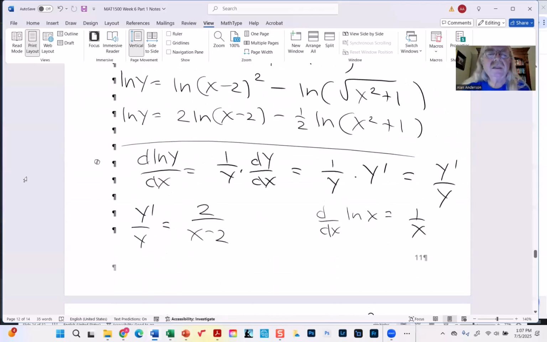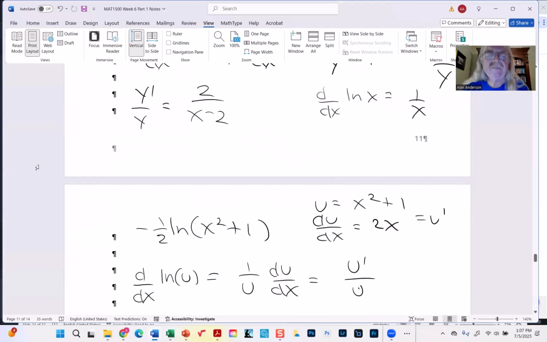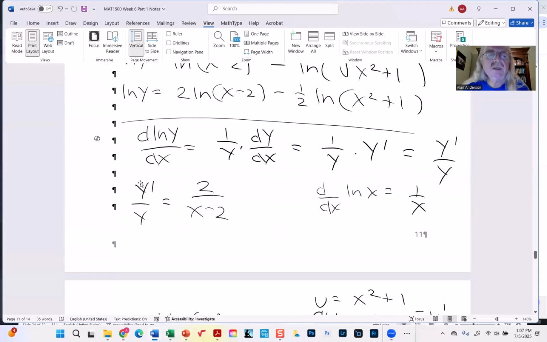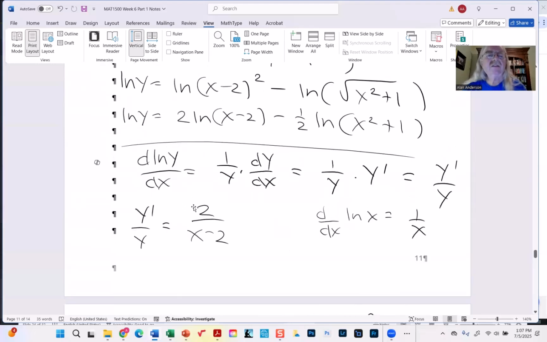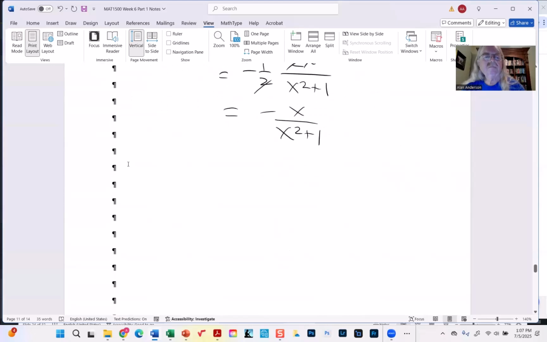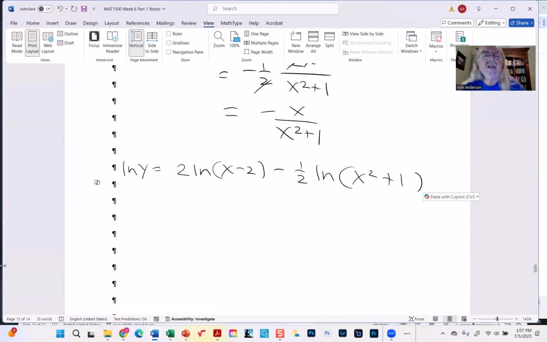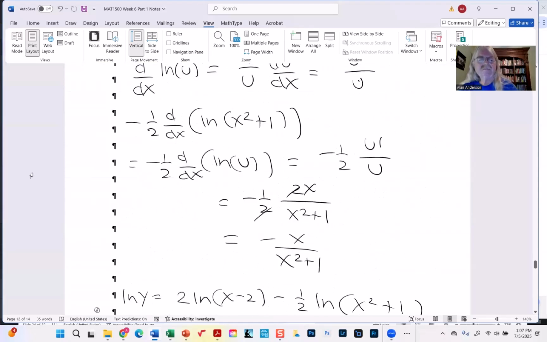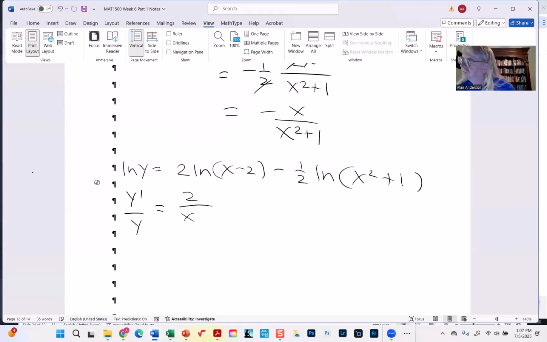So combining these into our original expression, let's go back. Okay, here we go. So here's our original equation. And we know that on the left-hand side, we have y prime over y. Now, the first term we've already shown is 2 over (x minus 2). The second term is x over x squared plus 1.